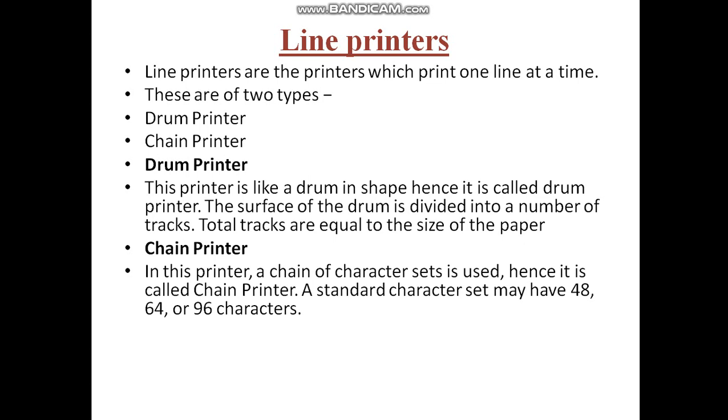First is a drum printer and second is a chain printer. The drum printer is like a drum in shape, hence it is called a drum printer. The surface of the drum is divided into a number of tracks. The total tracks are equal to the size of the paper.